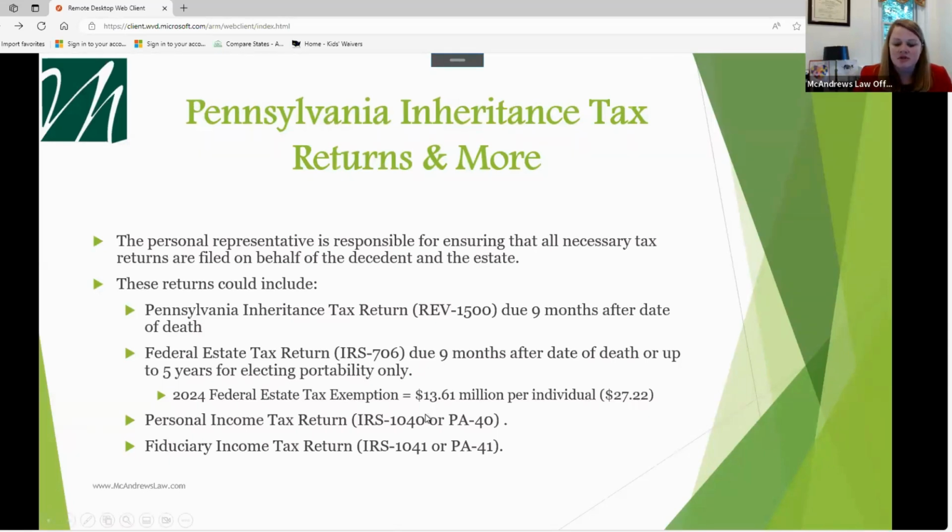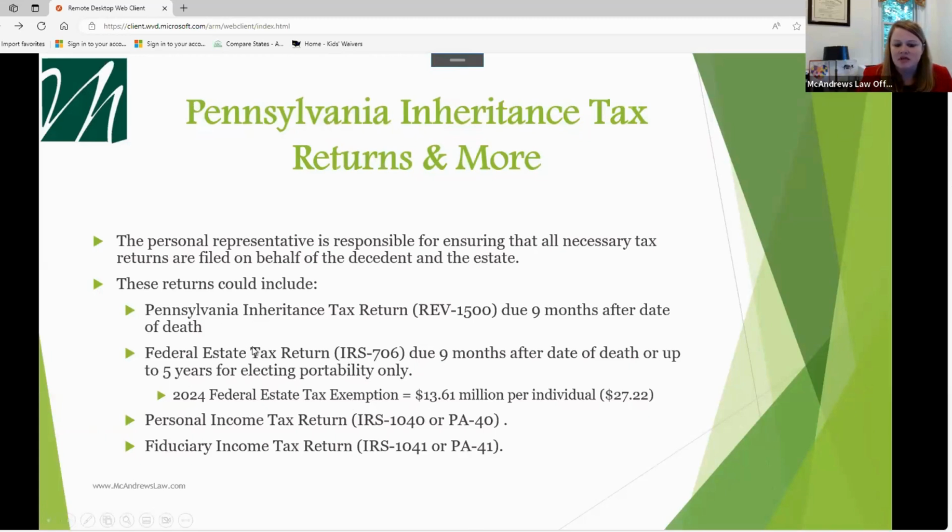If we revert to 2015 levels, the exemption in 2015 was $5 million. That number will be adjusted for inflation. So I think you'd have probably between $6 and $7 million in exemption per person, and then 12 to 14 for a couple, depending on how that number plays out.